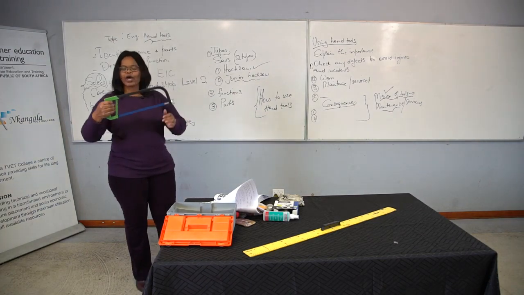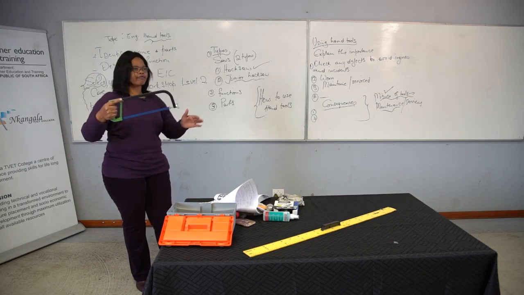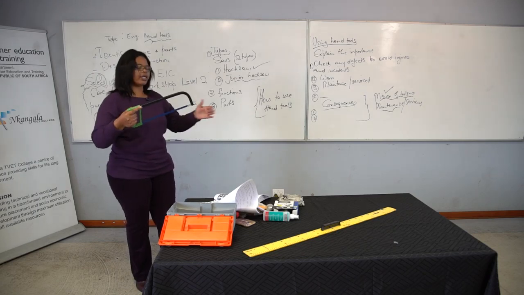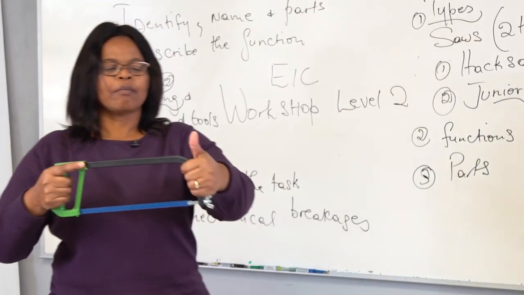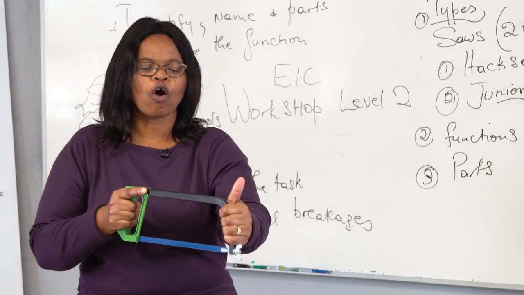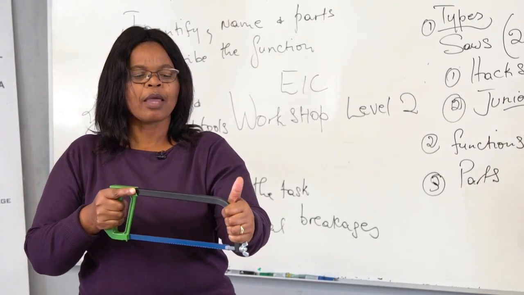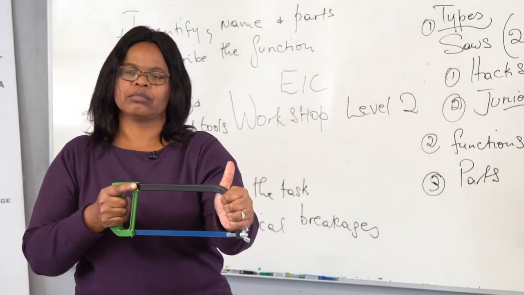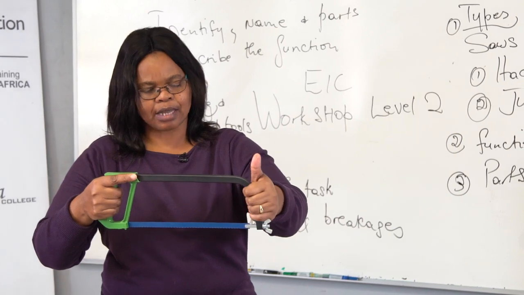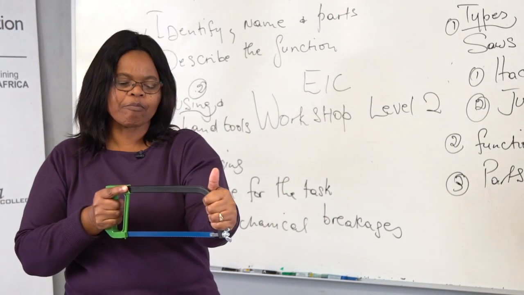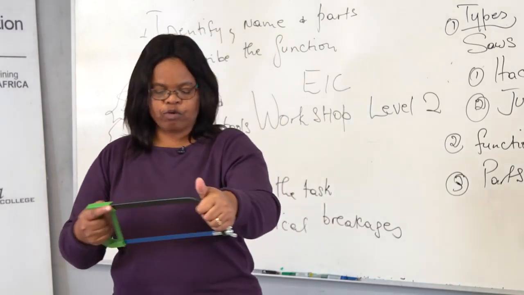You hold your hacksaw with your right hand, any hand in fact, because you can be left-handed or right-handed. The other hand must hold the hacksaw on the frame, the front part of the hacksaw. But your thumb must be out, not inside, and then the fingers around the frame of your hacksaw. That time you are balancing.